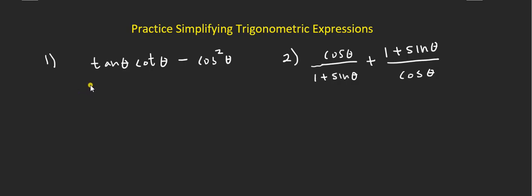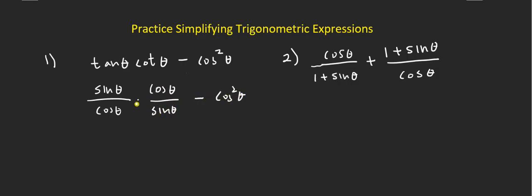Let's take a look at number one. When you take a look at number one, I don't see any common factor here. So what I like to do is rewrite tangent theta as sine theta over cosine theta. And what is cotangent theta? Cosine theta over sine theta, and minus cosine squared theta. Well, check this out. Cosine theta will cancel out and sine theta will cancel out. So what is it? Is it 0? No, it's 1. So it's 1 minus cosine squared theta.